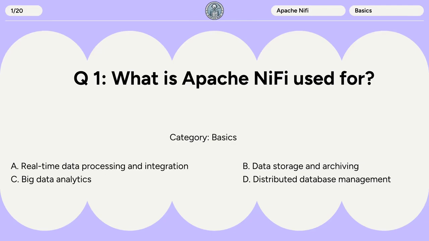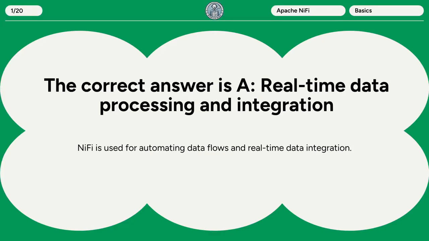Question 1. What is Apache NiFi used for? A. Real-time data processing and integration. B. Data storage and archiving. C. Big data analytics. D. Distributed database management. The correct answer is A. Real-time data processing and integration. NiFi is used for automating data flows and real-time data integration.